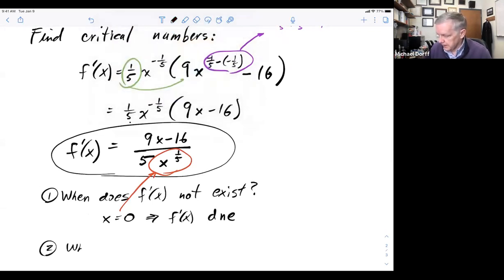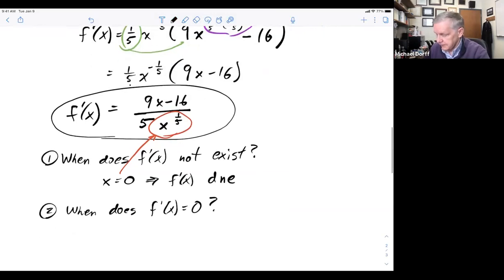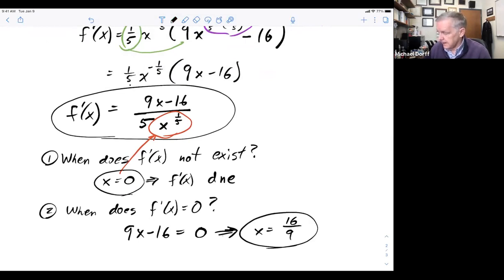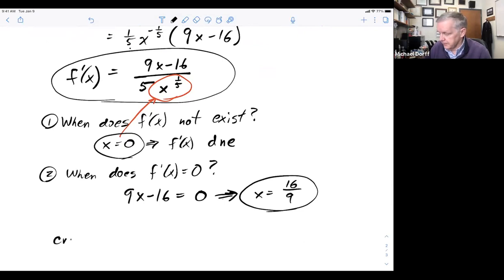Second, when does f prime of x equal 0? Well, there, all we need to do is now look at the numerator and set that equal to 0. And if I solve for that, bring the 16 over to the other side and divide by 9, I get x equals 16 over 9. All right, so I have x equals 0, x equals 16/9. So my critical numbers are x equals 16/9 and 0.